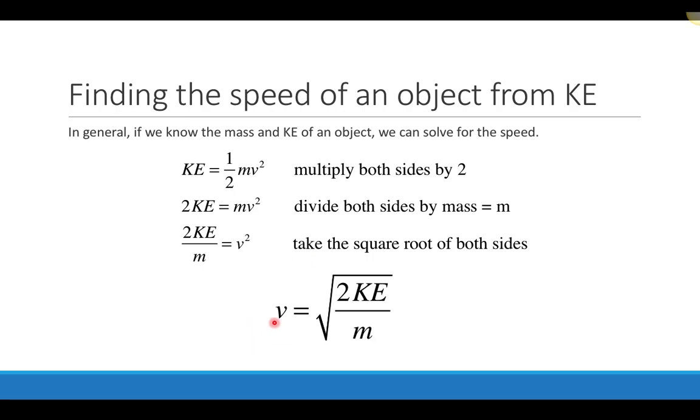If you're trying to figure out how fast an object is moving and you know its kinetic energy, you take 2 times the kinetic energy, divide by the mass, and then take the square root of that whole quantity. And we're going to use that a little later when we know what the kinetic energy is and we want to know how fast something is moving.